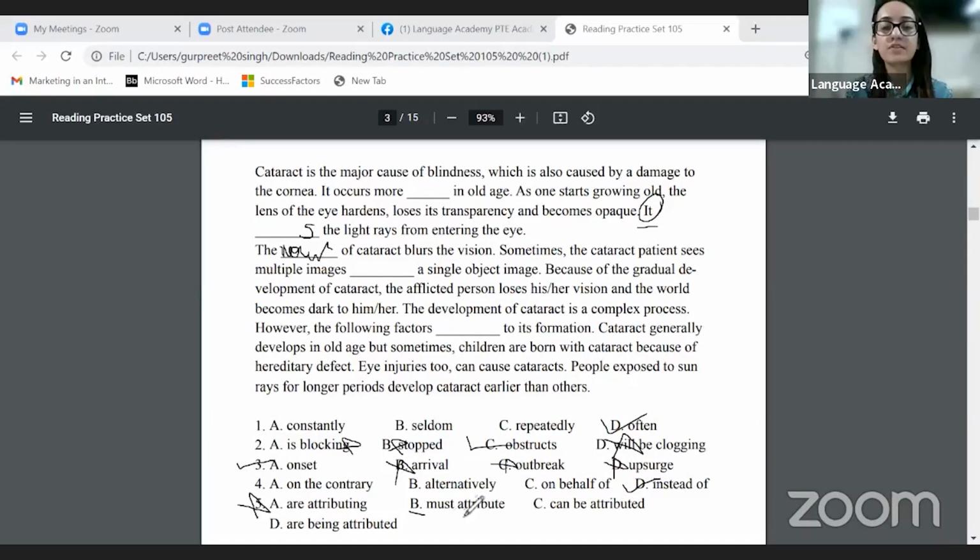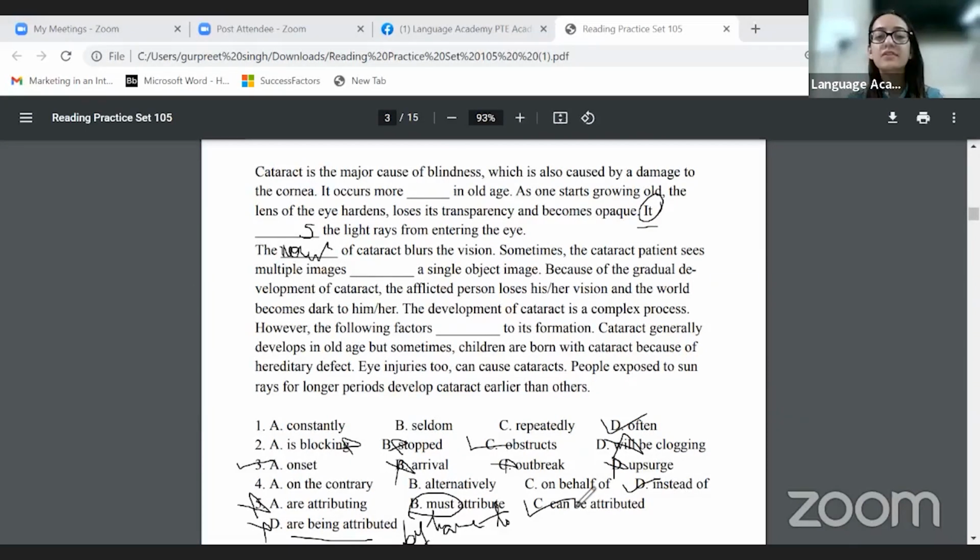Instead of "must attribute", in place of must we have to use "have to", like we discussed yesterday as well. So can we say the following factors have to attribute, meaning this is their duty that they attribute to the formation? And "are being attributed" can only come with "by" because it's a passive statement. So we have to go with: the following factors can be attributed to its formation, meaning can be the reason of its formation. This we discussed last week also. The word attributed is used when you want to say because of the next mentioned things, or this is the reason of the next mentioned things.